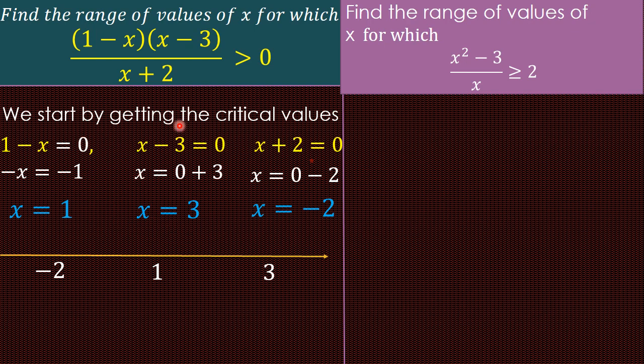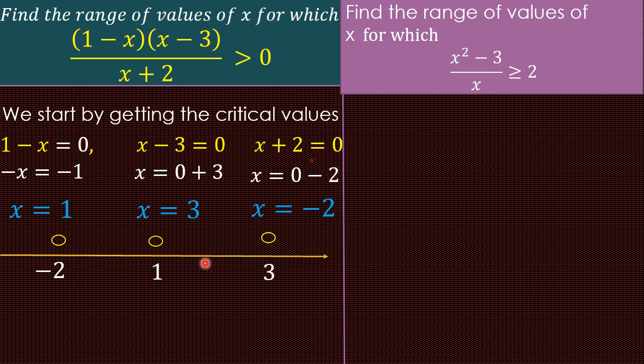Since the inequality sign here is strict, since it is strictly greater than 0, it means that negative 2, 1, and 3 are not solutions to this inequality. They can never be solutions. So all of these circles are going to be open, because the boundaries are not solutions to our problem.